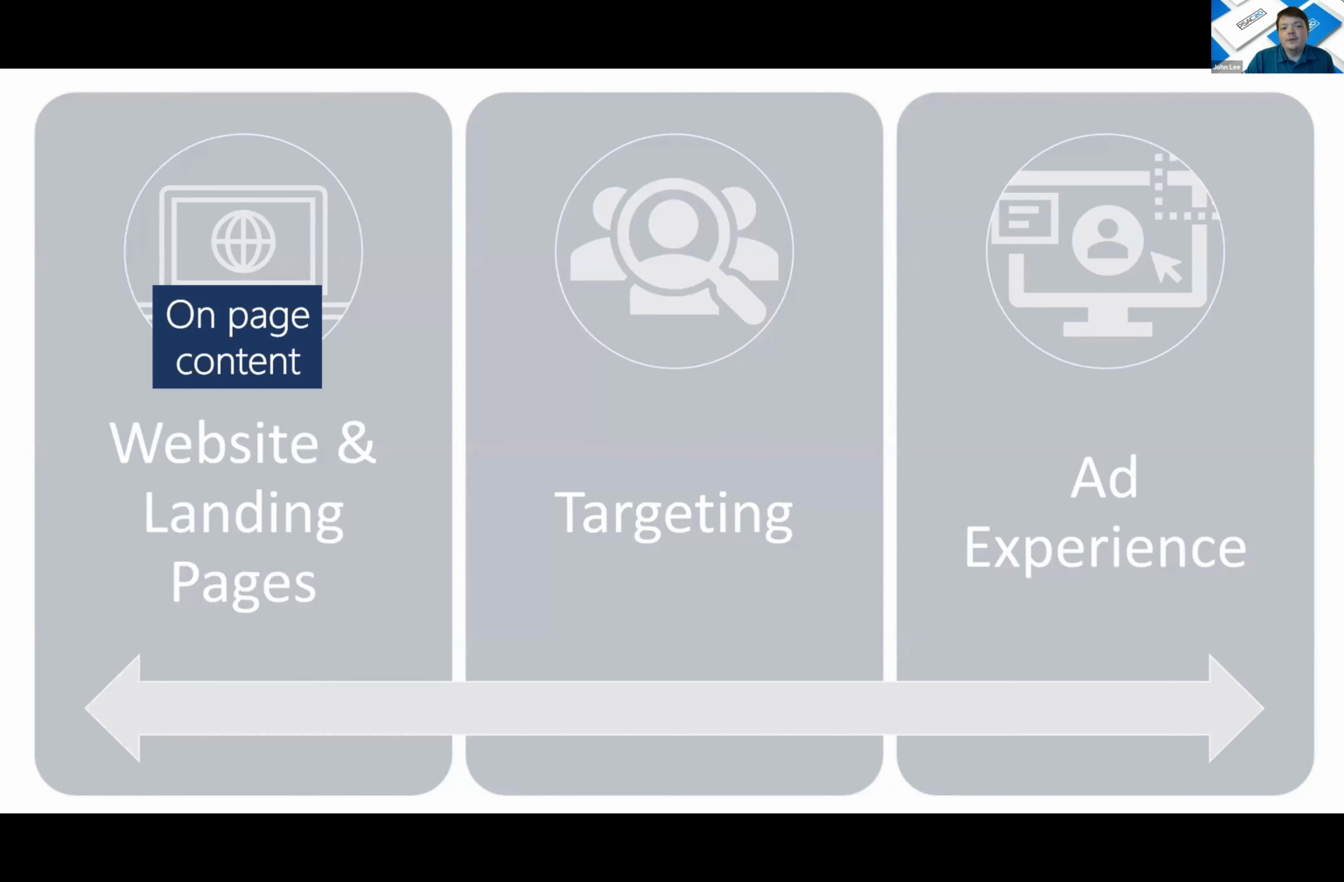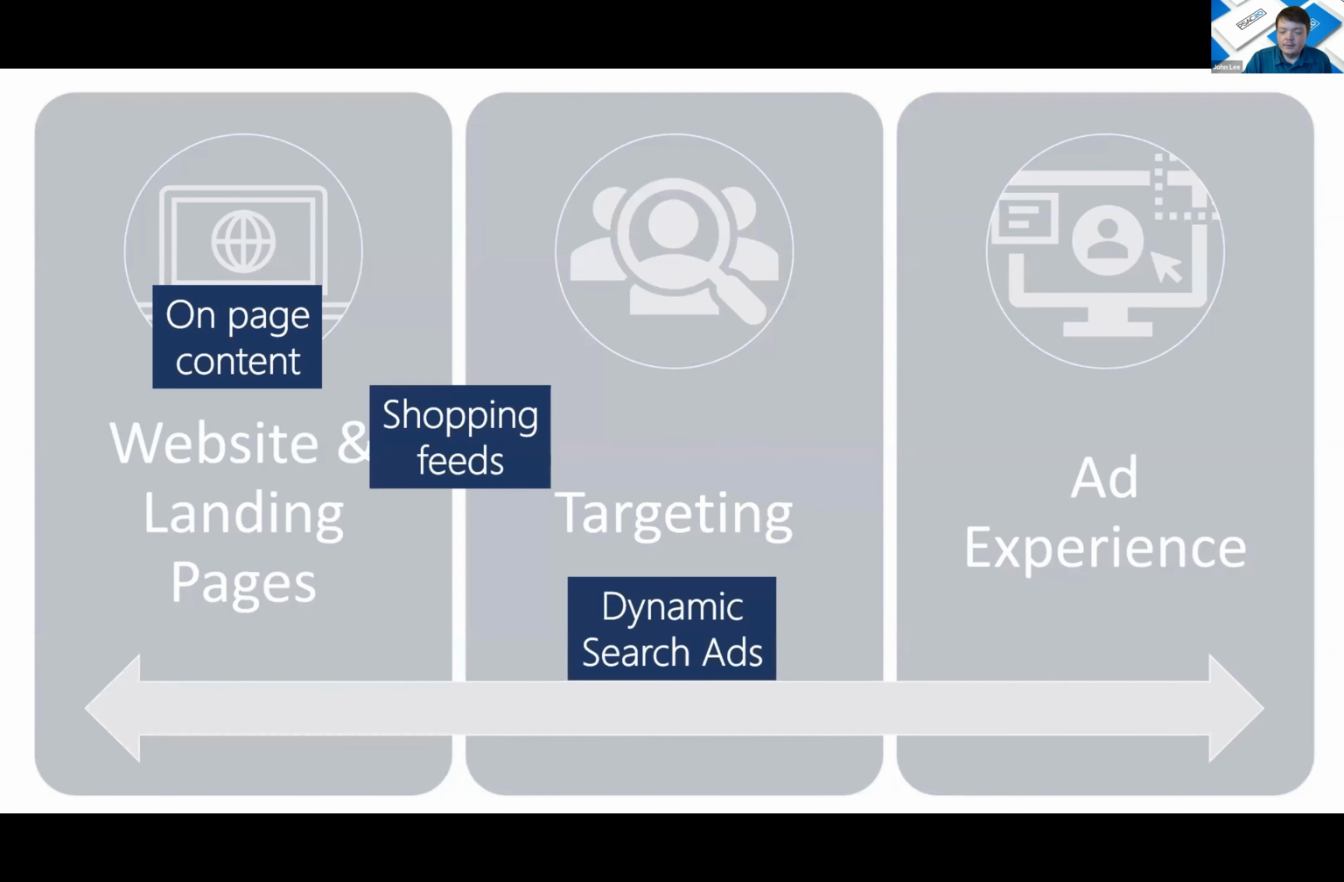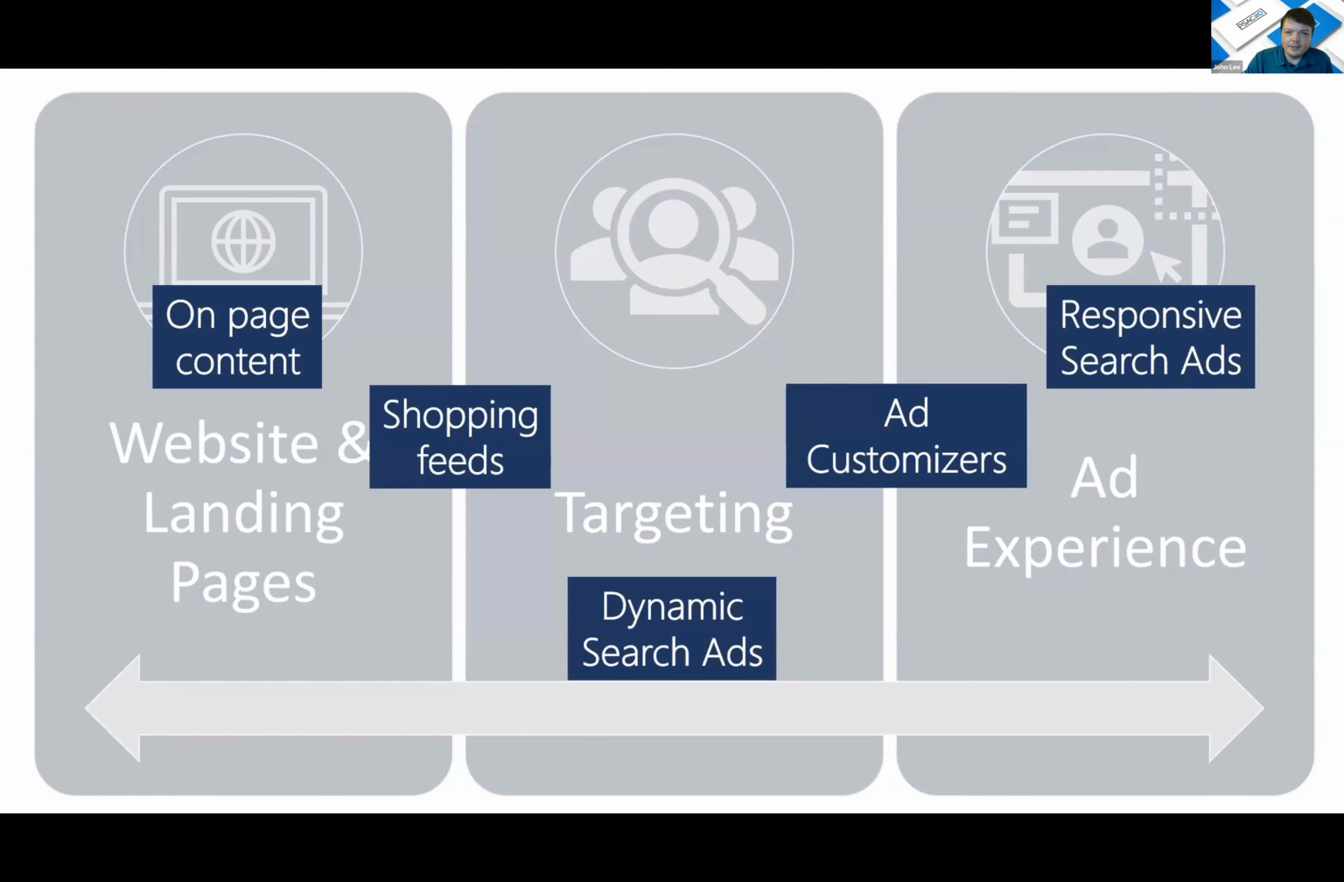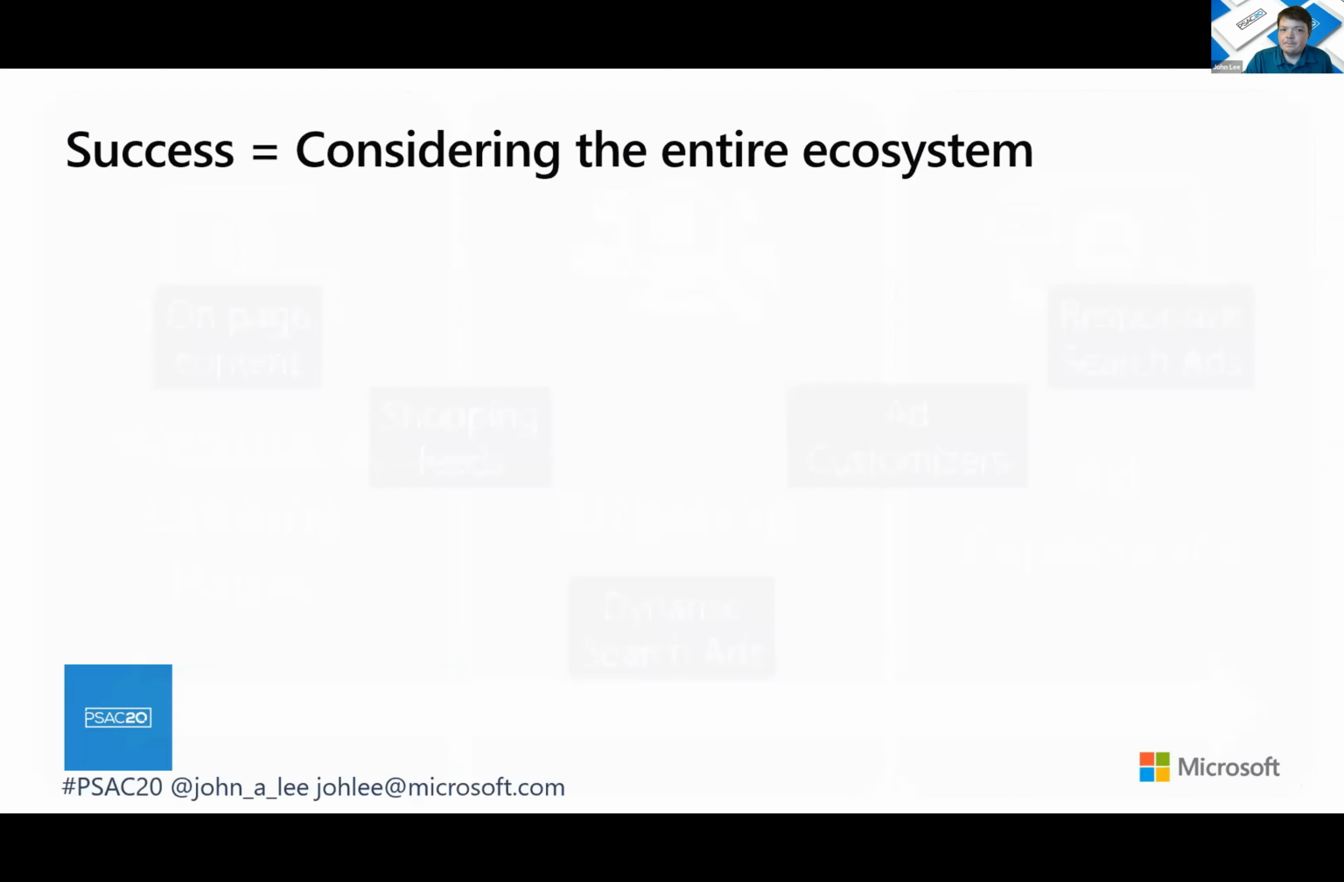What I mean by the idea of the forest versus your garden is you need to be looking at what's happening with on-page content. When we think about shopping feeds or other types of data feeds, of course, dynamic search ads, that's right there in the middle for a reason. We'll come back to that. Ad customizers, what's happening with responsive search ads. So this will give you a bit of an idea of the delicate dance we're going to have here over the next few minutes. So success for us as PPC focused digital advertisers is to consider that entire ecosystem.